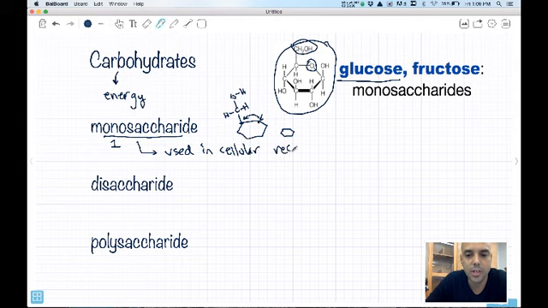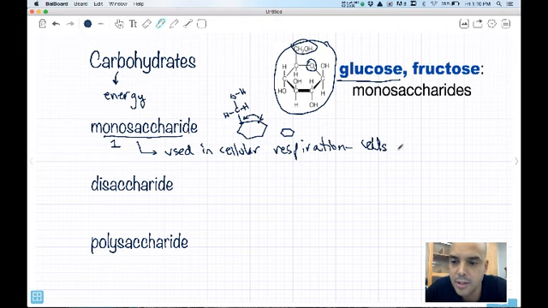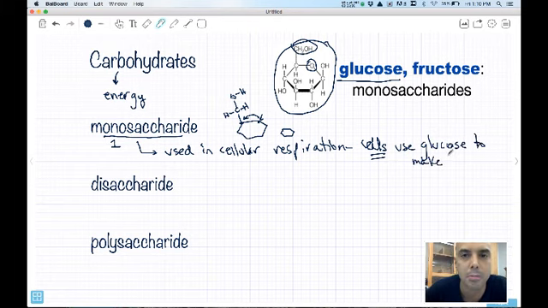So glucose is used in cellular respiration. And we said cellular respiration is a process our cells perform for energy. Cells use glucose to make energy. Well, you can't make energy, but they make this molecule called ATP, which we'll talk about later. But cells use glucose to make energy. All right, so it gives your body energy. So those are monosaccharides. Glucose is one, fructose is another.